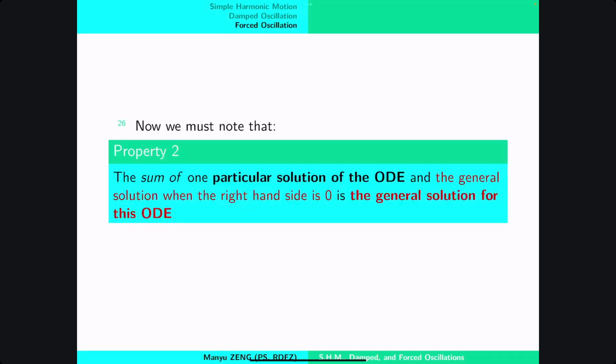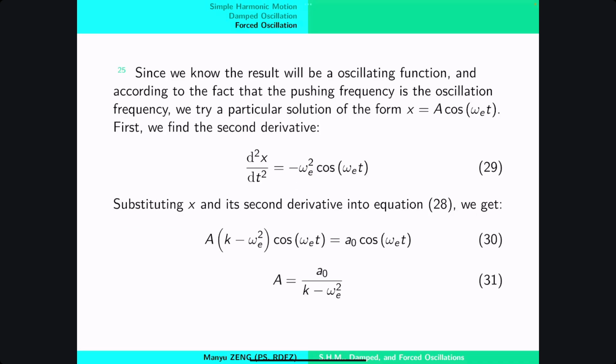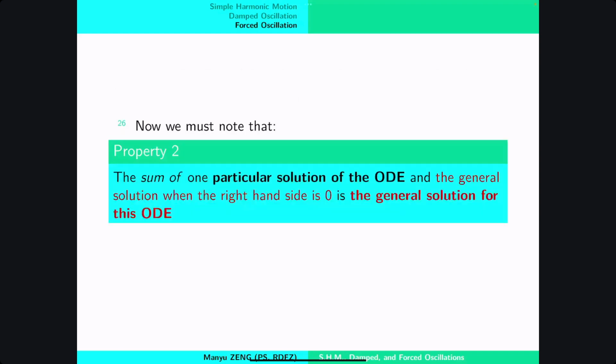Now we will see another property of the ODE. How do we solve the linear ODE with a non-zero right hand side? We aim to solve for the general solution. We must notice that equation 29 is just a particular solution. We aim to find the general solution because there is no arbitrary constant in 29. So what is the general solution?